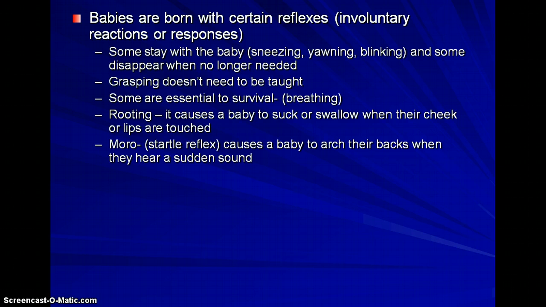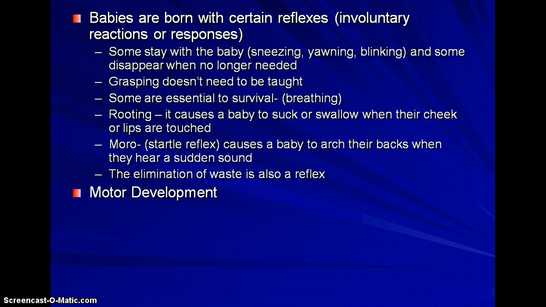This holds on for quite some time. The elimination of waste is also a reflex. If you've ever been in charge of changing diapers, you know that it doesn't take much. They just keep going and going and going. You don't have to teach them that at all.